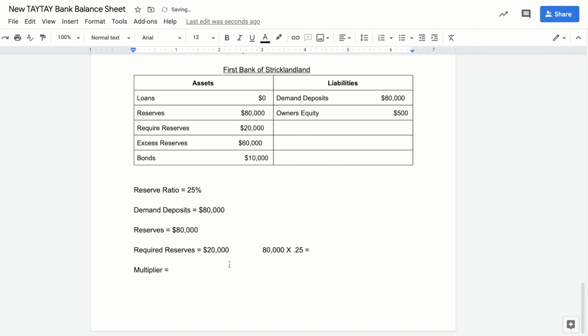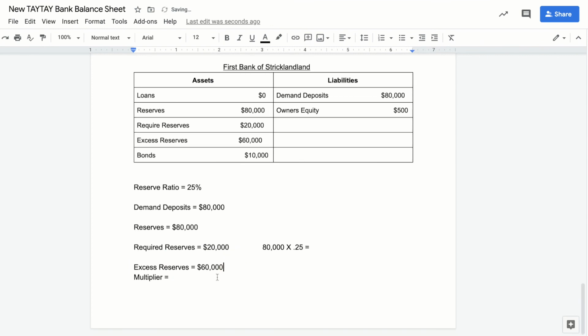So that means in their excess reserves, they currently have $60,000. This bank has $60,000 that they are allowed to loan out. If they have the ability to loan out $60,000 and the reserve requirement ratio right now is 25%, our multiplier is 1 over the reserve requirement ratio, which equals 1 over 0.25. 25 cents goes into a dollar 4 times. So our money multiplier is 4.